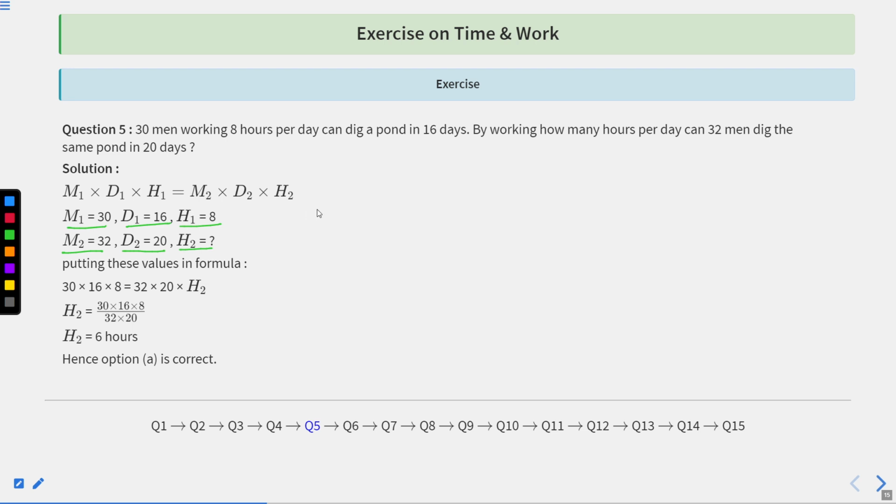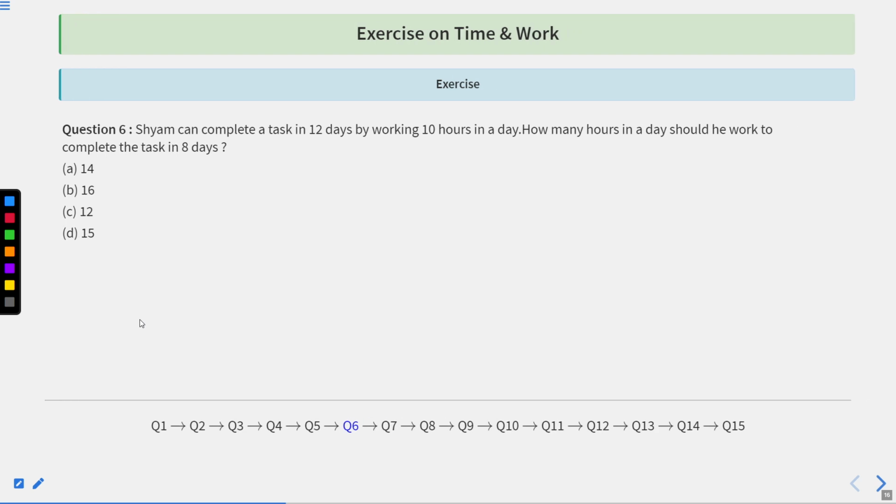So just put these values in this formula. You will get 30 times 16 times 8 equal to 32 times 20 times h2. So h2 is equal to 6 hours. That means the 32 men have to work 6 hours each day to complete the same task in 20 days.